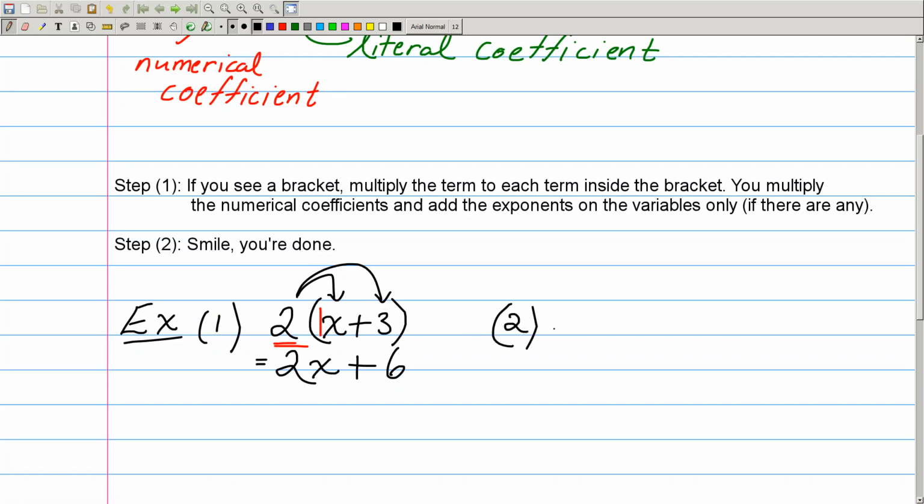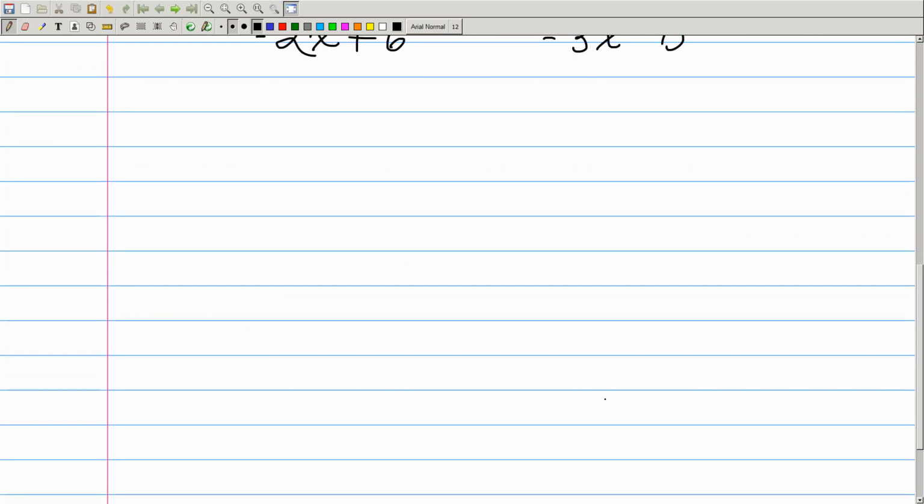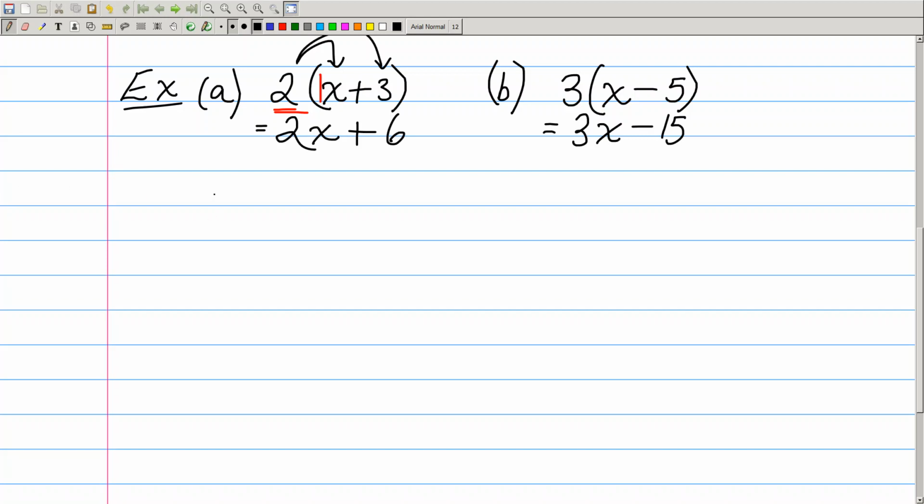Now let's try the second one. 3 bracket x minus 5. And you know what? This might be a little confusing. Why don't we go with A and B? Okay, example A, example B. Here, I multiply the 3 into each term, I get 3x minus 15. Okay? Now, let's add a variable outside the bracket. So let's go 2x, x plus 3. So the only difference between A and C is that the 2 outside now has an x.